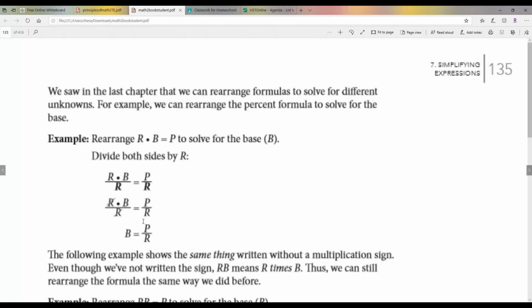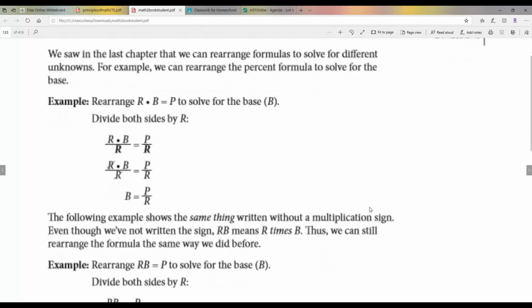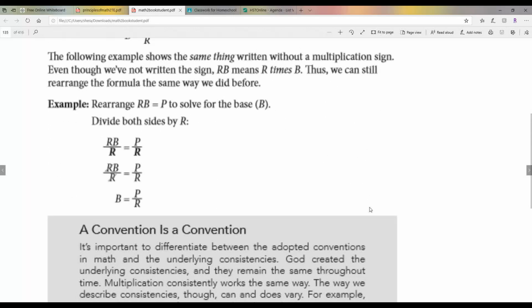You're left with base equals P over R. That's just rearranging your formula so that it's easier to get your answer. Now, the following example shows the same thing written without the multiplication sign. Even though we've not written the sign, RB means R times B. Thus, we can still rearrange the formula the same way we did before.